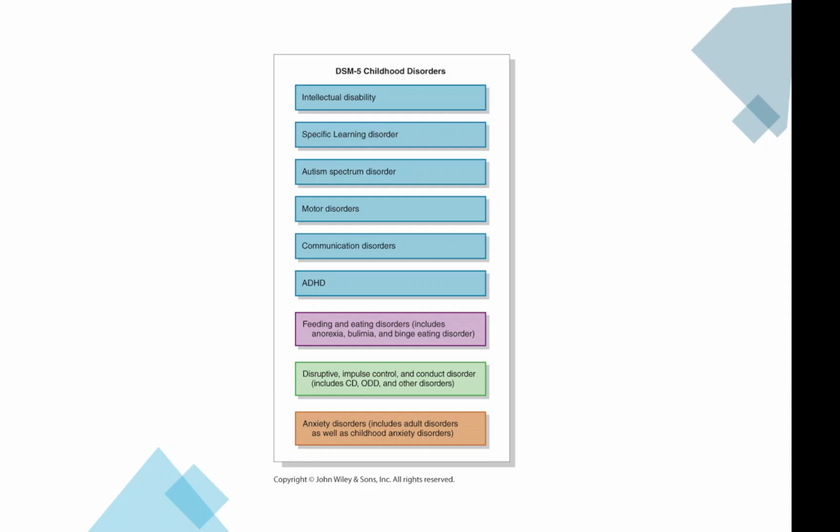Childhood disorders are varied, with some being developmental in nature, while others, such as anxiety disorders, are categorized differently. These include intellectual disability, specific learning disorders, autism spectrum disorder, motor disorders, communication disorders, ADHD, feeding and eating disorders such as anorexia, bulimia, and binge eating, disruptive and impulse control and conduct disorder, and anxiety disorder. Anxiety disorder in childhood does go beyond separation anxiety disorder and can also include early onset social anxiety and other issues that emerge before age 18, but also before age 12.